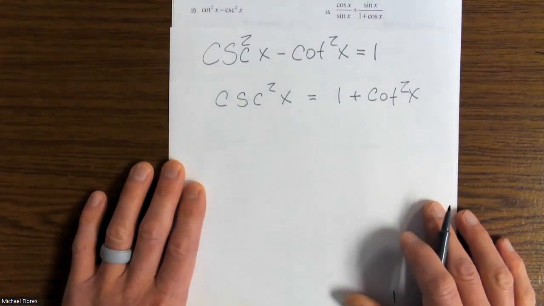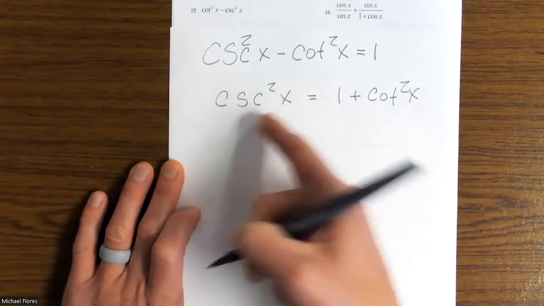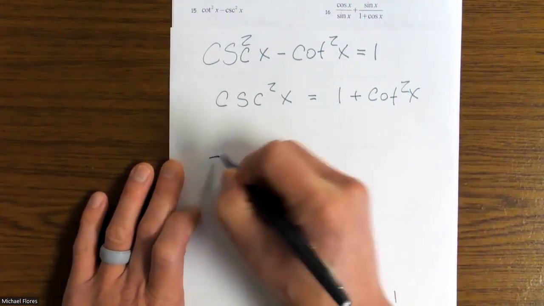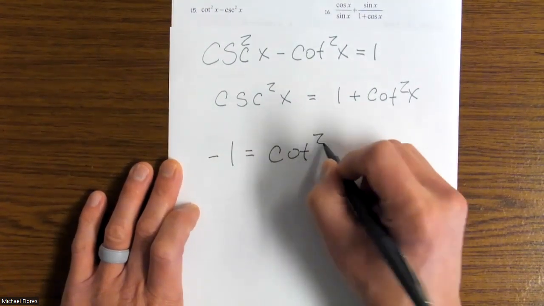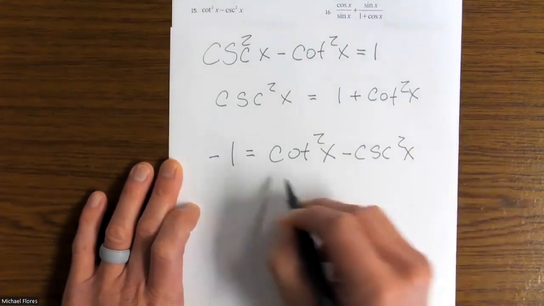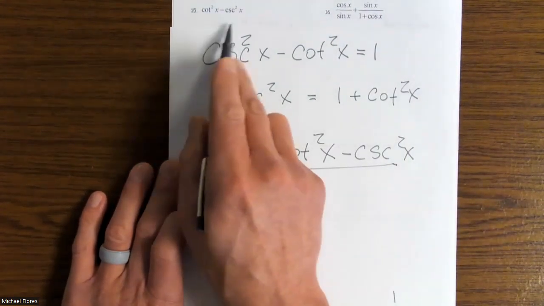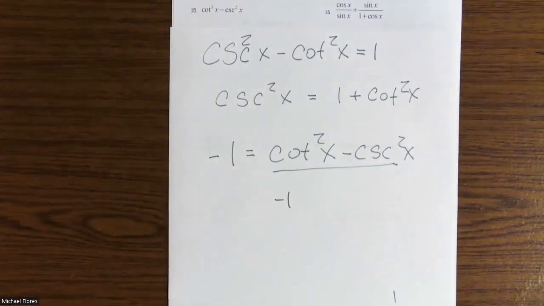Okay, now I'm going to subtract over cosecant and subtract over 1. So moving cosecant over here, moving 1 over there. So subtract over 1, subtract over cosecant. Okay, this matches that, and this is the same thing as -1. So that's your answer for 15, -1.